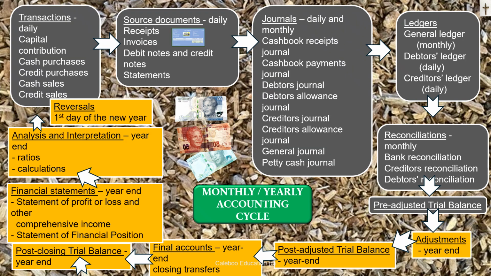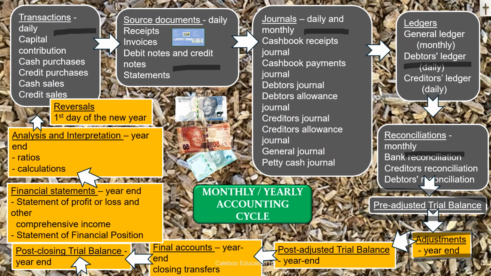Just to paint a picture, you've done transactions that were recorded on source documents, they went through a journal, then the information was posted to ledgers, and reconciliations were done at the end of the month. Now you're at the end of the financial year, and you have a pre-adjusted trial balance, which is your 12th trial balance of the year. And at year end, we are going to do something called adjustments.